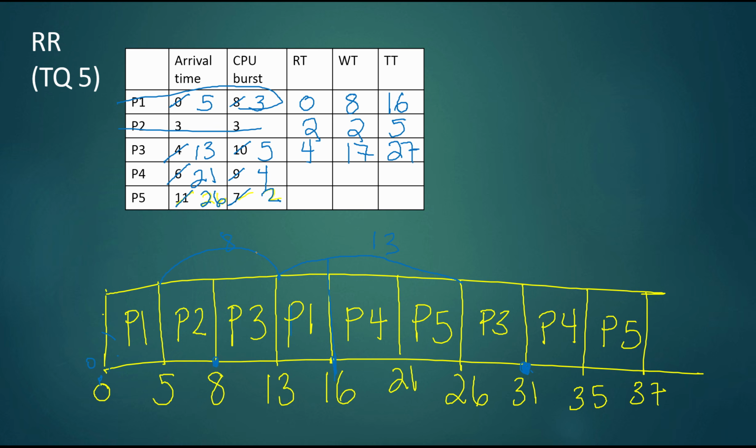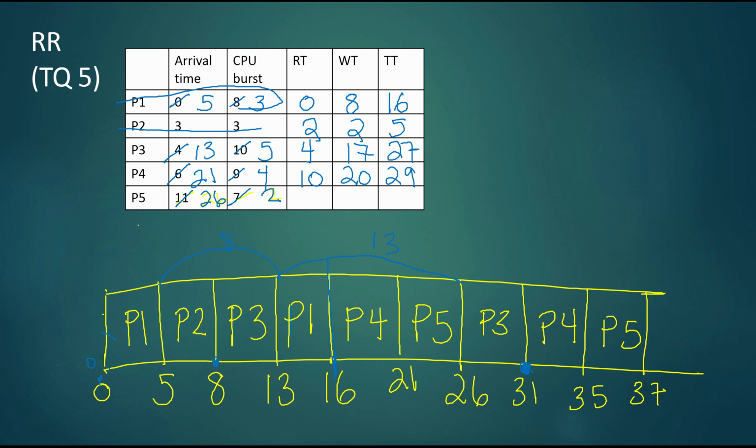So then we have P4. P4 arrived at time 6 and got to the CPU the first time at time 10. And P4 finished at 35, so was active in the system for 29 time units. And 20 of those time units P4 was waiting.